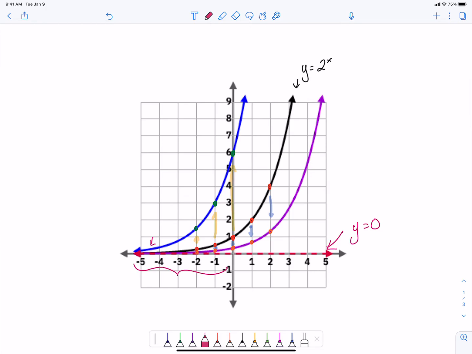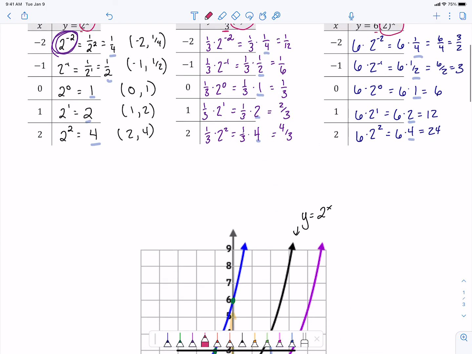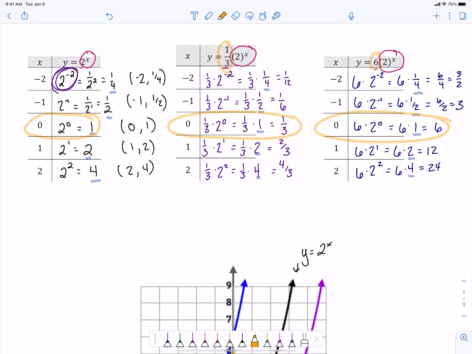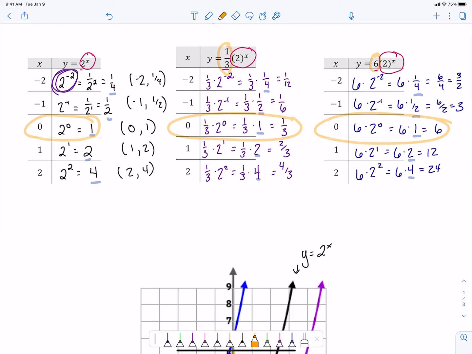And the other thing to notice about this, because of our multiplication here, is that our y-intercept ends up being that number that we're multiplying by out in front, because anything to the 0 power is 1. So no matter what our base is, if it's 2, if it's 7, if it's 1/7, when we have it to the 0 power, we're going to get 1 right here, and it's going to be multiplied by that number out in front. So if we're multiplying by a number out in front with our exponential, that's going to be our y-intercept.